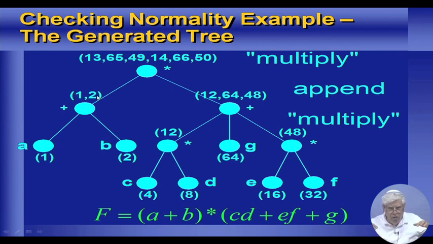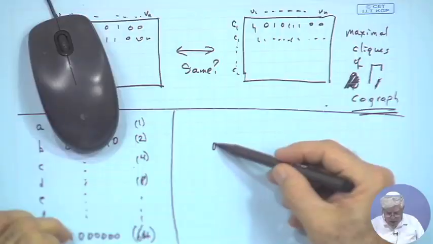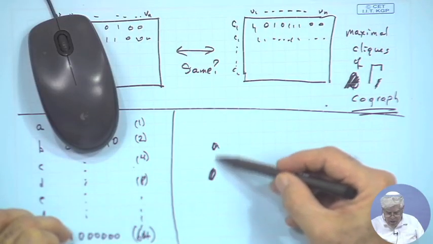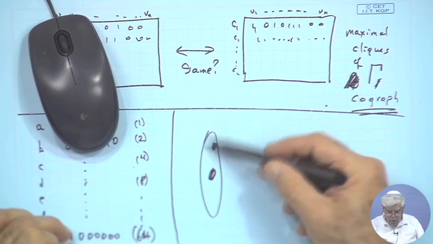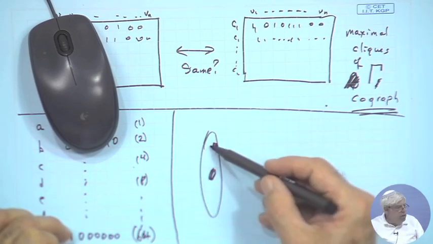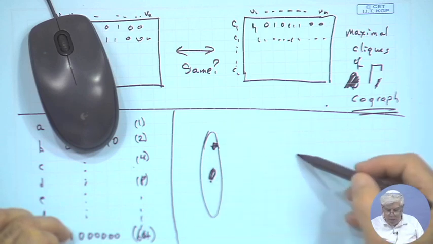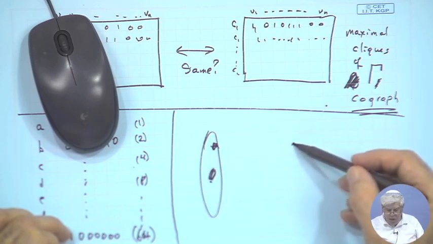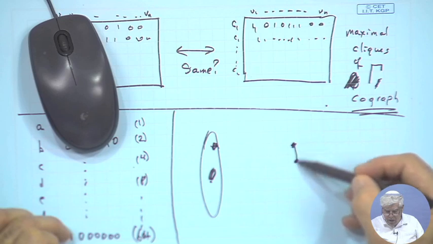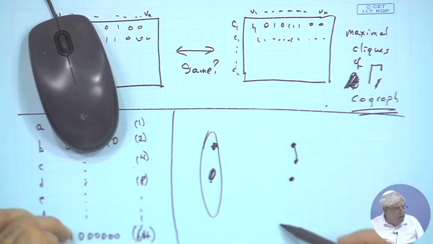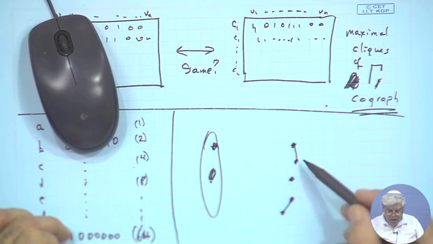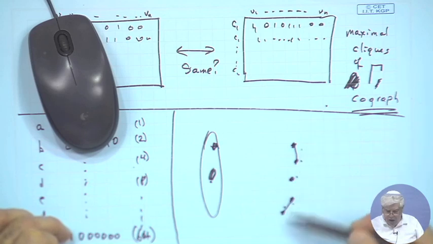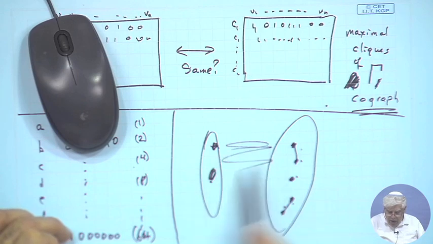If I want to take the join of those, okay, so what am I doing? I'm taking these 2 cliques, this clique as one side. This was A and B. I'm taking this clique, and this clique, and this clique, which are CD, G, and EF on the other side. Now I'm taking their join.